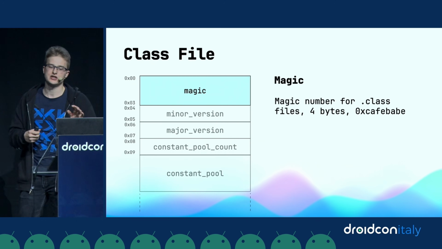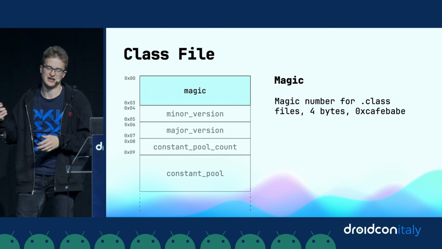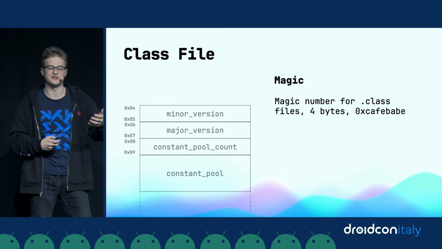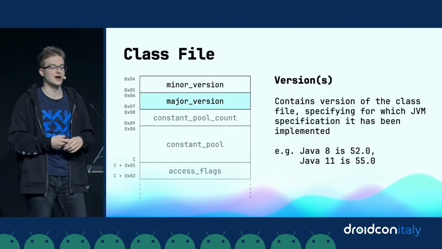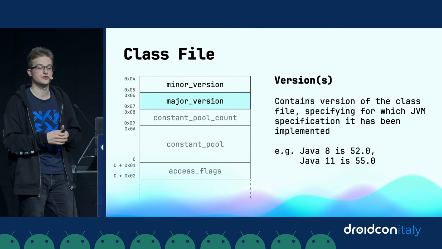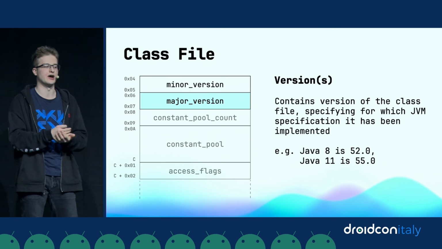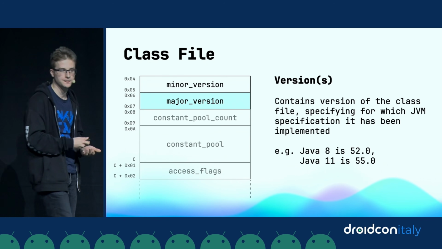The first 4 bytes are magic, which is that number. There's a nice story about that, but you can look it up, which is used to identify the format. Then you have the versions. You have the minor and major version, which tells you which JVM target you are compiling that class file for.